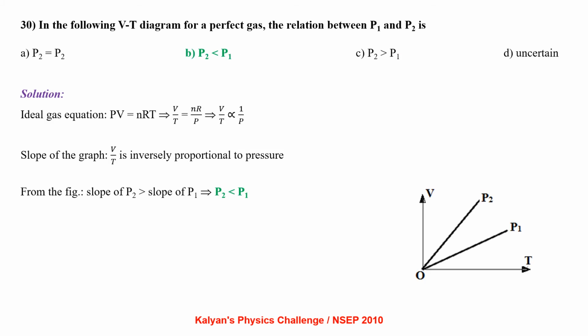In the following VT diagram for a perfect gas, the relationship between P1 and P2 is. Apply the ideal gas equation PV equals nRT. From there V by T equals nR by P. So V by T is proportional to 1 by P, where P is pressure. The slope of the graph V by T is inversely proportional to pressure. From the figure, the slope of P2 is greater than the slope of P1, indicating that P2 is less than P1.